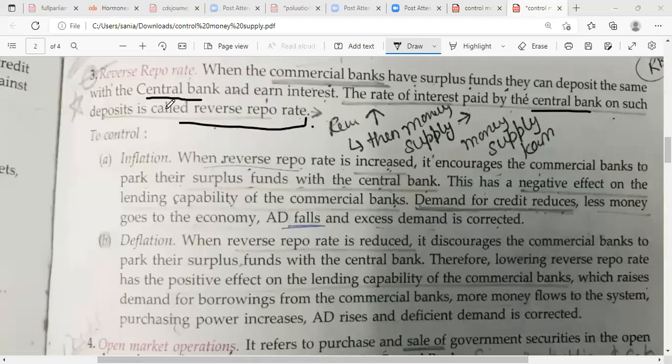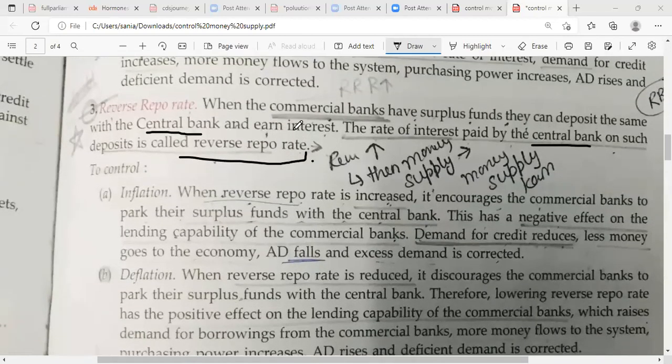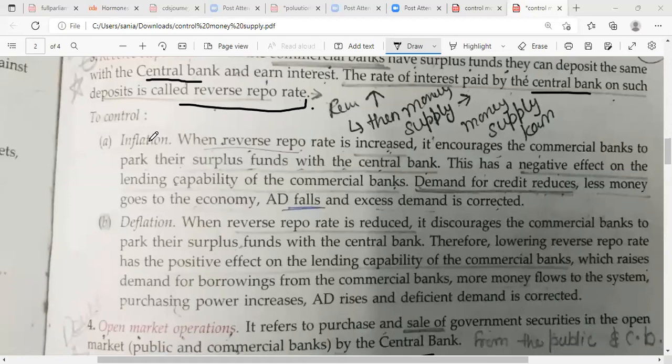Okay, so what happens? Reverse repo, you already know what it is. This is basically the interest rate which the central bank gives to the commercial bank. So when there is inflation, what will I do? I will increase the rate, right? Because more people are demanding. So in inflation I will increase the reverse repo rate. It encourages the commercial bank to park their surplus fund with the central bank.